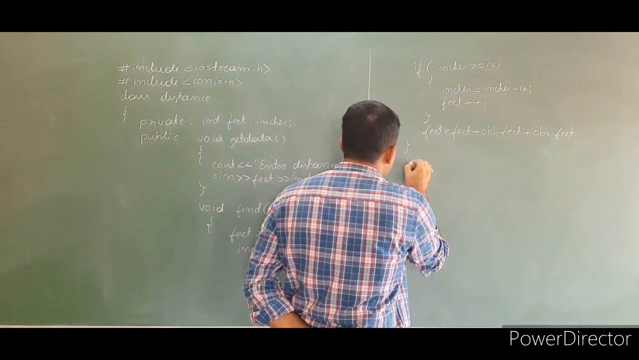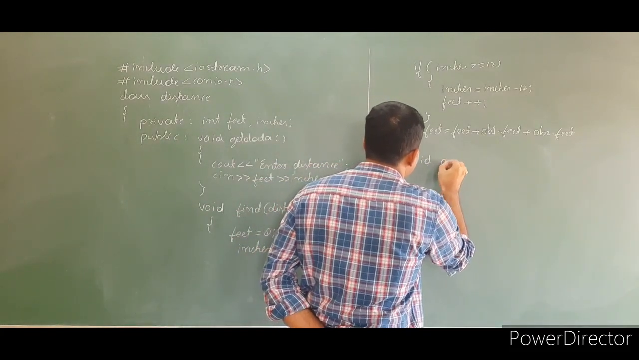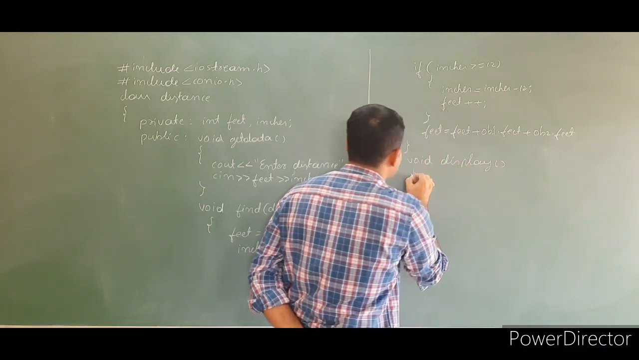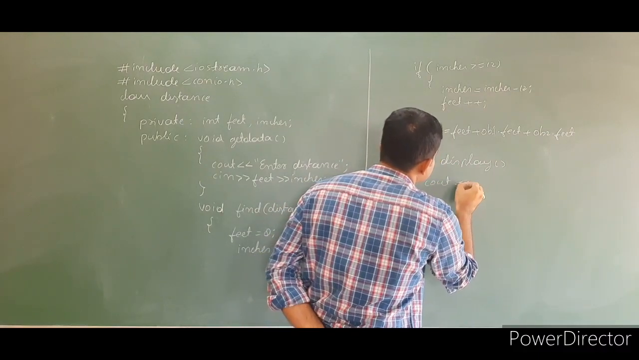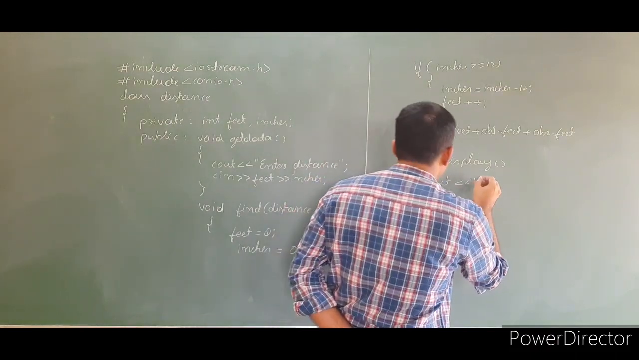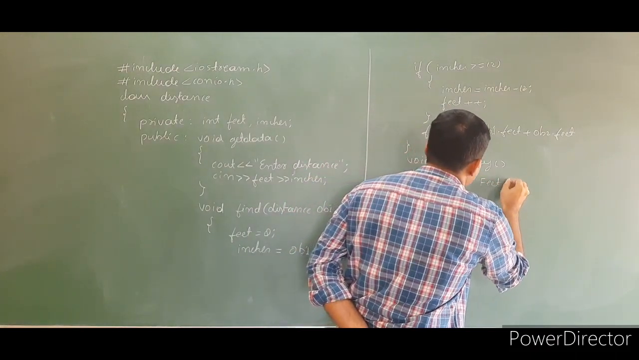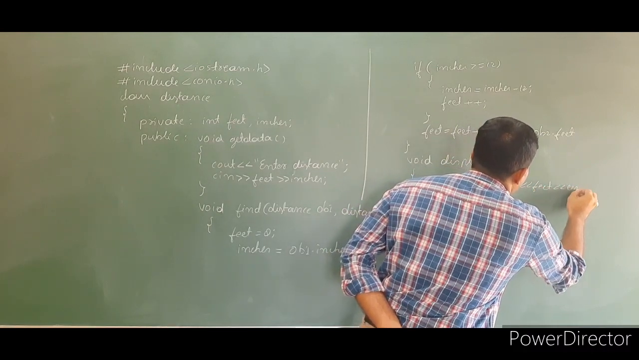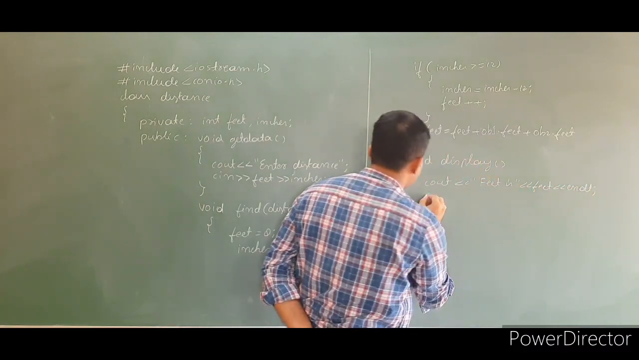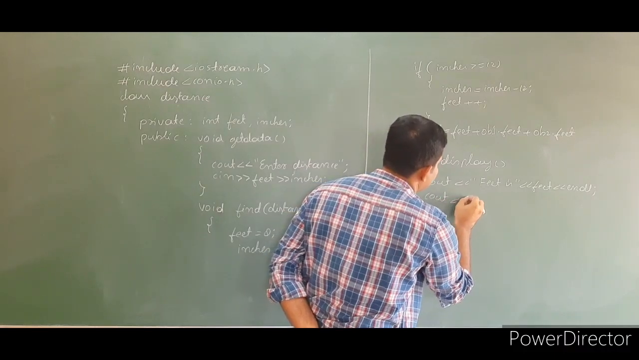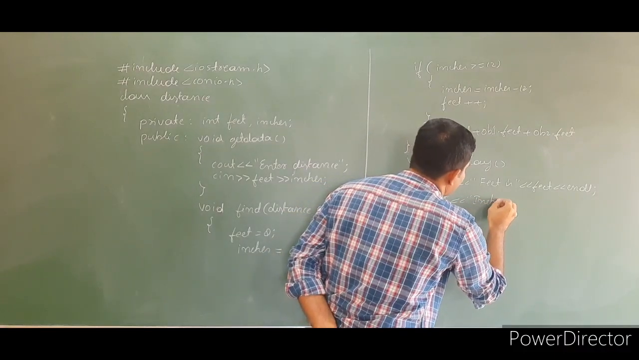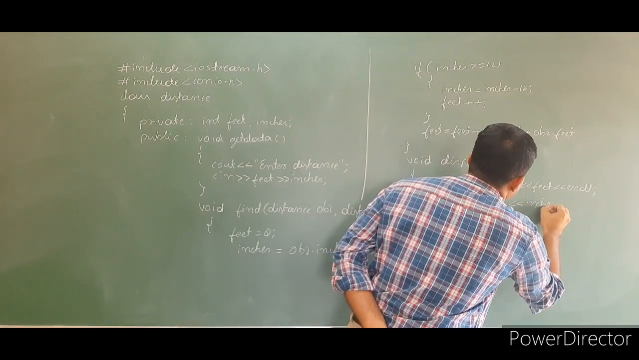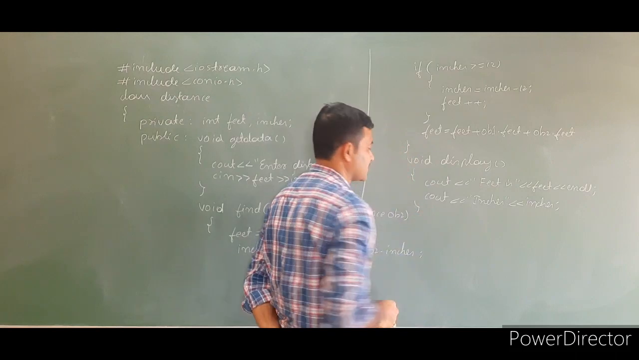Finally, display. Void display. Cout feet is variable feet, endl. Then inches, variable name inches. Close the function.